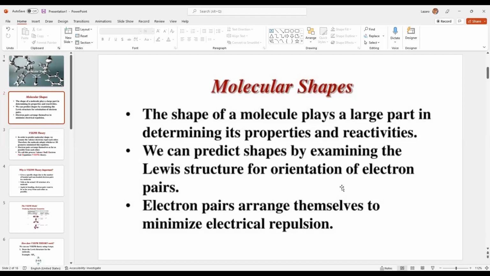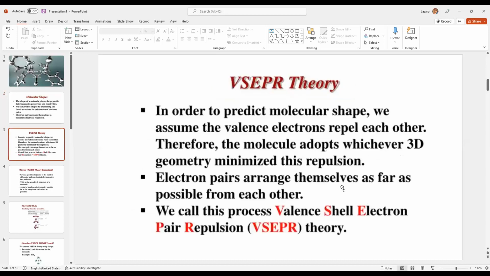We can predict shapes by examining the Lewis structure or orientation of electron pairs. The electron pairs arrange themselves to minimize electrical repulsion. Don't forget about this. This is very important. Remember that two electrons repel one another, so they try to be as far as possible in space.